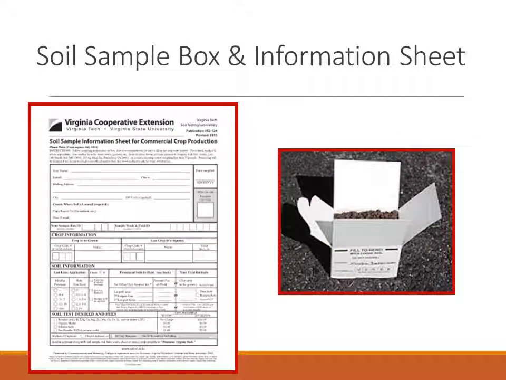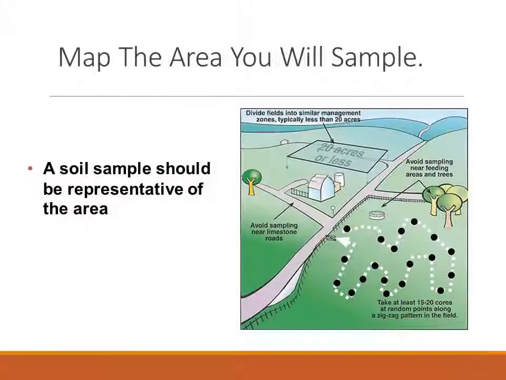Soil sampling begins with a visit to the local extension office to gather a soil box and an accompanying soil information sheet. A soil sample should be representative of the area to be tested. Pastures or areas that you recognize as unique should be sampled separately. This means that you may have one sample for your back pasture and another for your front pasture.